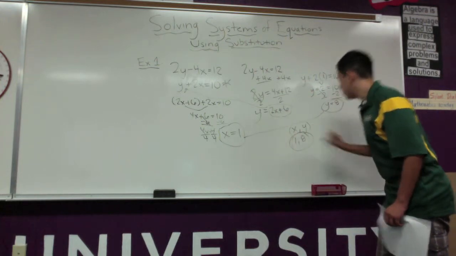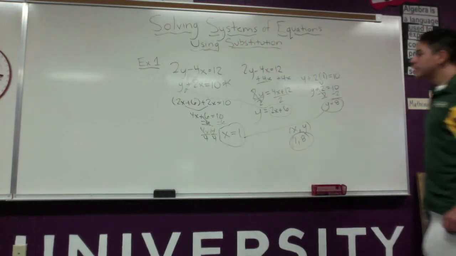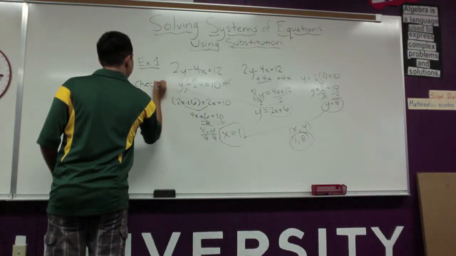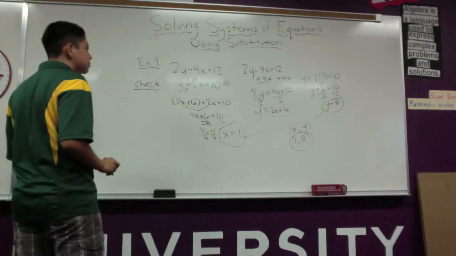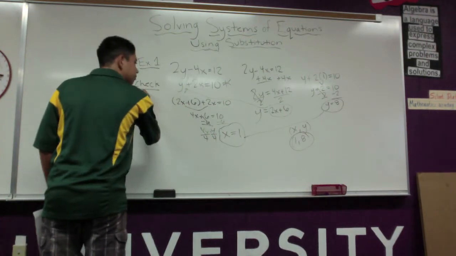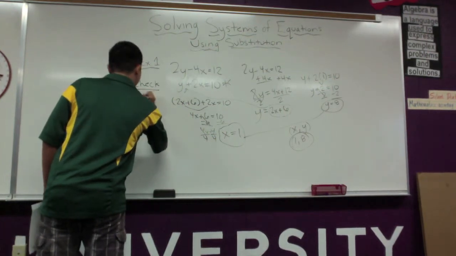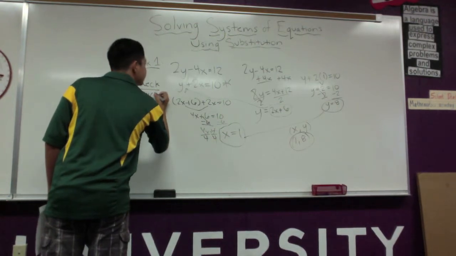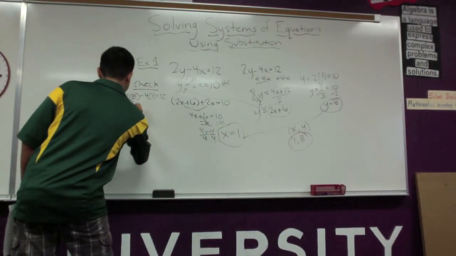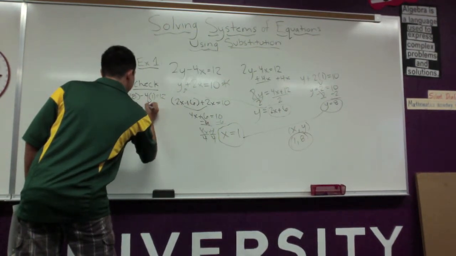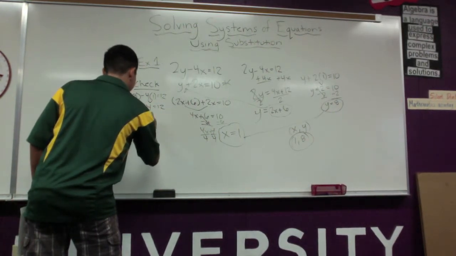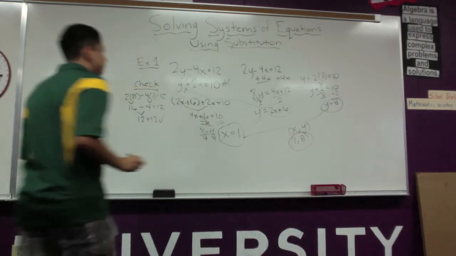So this is our solution, but before we end this example, we have to check it. So let me go here to check. Let's plug the variables into the first equation. So 2 times y, which is 8, minus 4 times 1 equals 12. So 16 minus 4 equals 12. So 12 equals 12. We have the first equation.